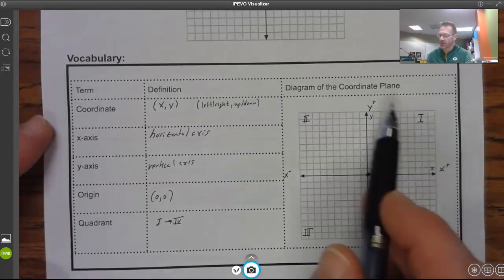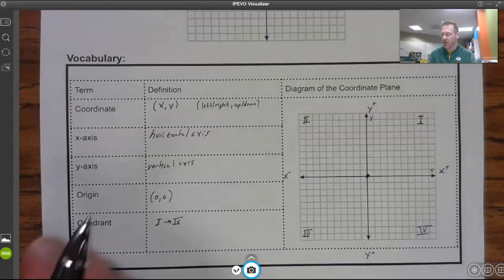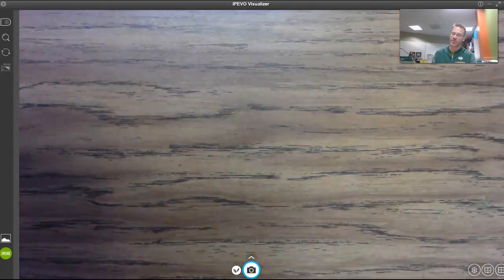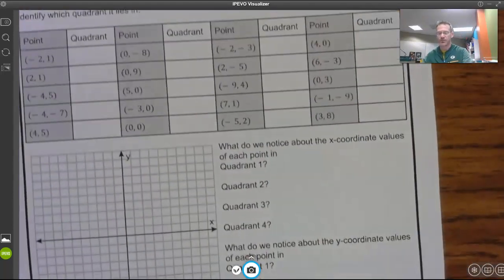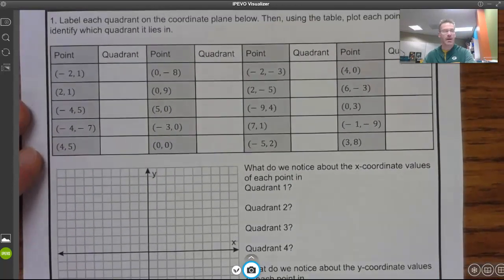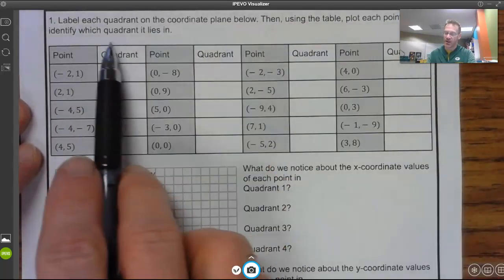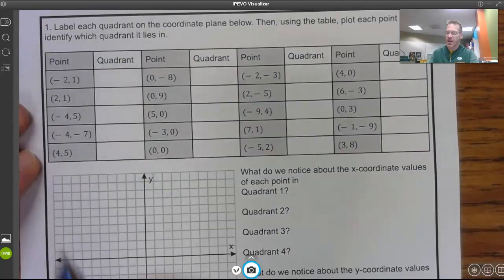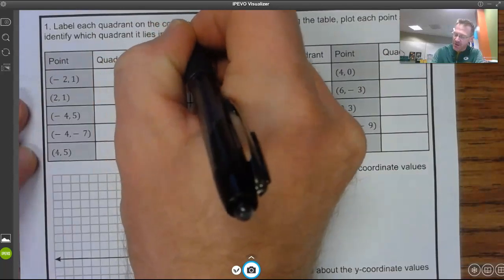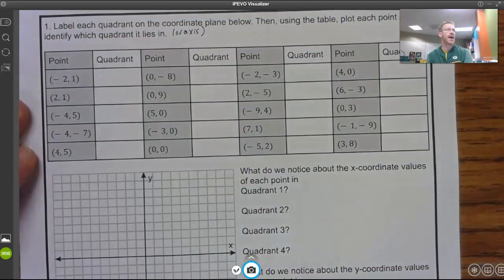All right, so hopefully this is what you remember. And if you didn't know some of that, that's great. That's why we're doing this lesson, to review those skills. All right, so let's just go through a few practice problems here. So if you want to flip over here, I'm just going to go through a handful of problems with you. And so notice what it says: label each quadrant in the coordinate plane below. Using the table, plot the point and identify which quadrant it lies in. And I'm going to put it here in parentheses, or axis, because some of these might fall on one of the axes. It could fall on the y-axis or the x-axis.